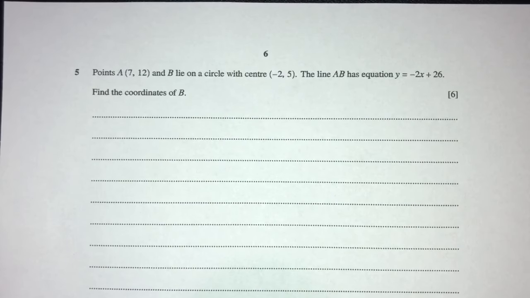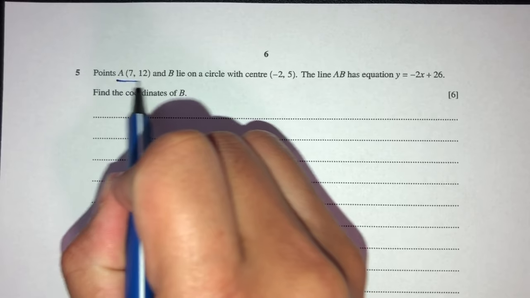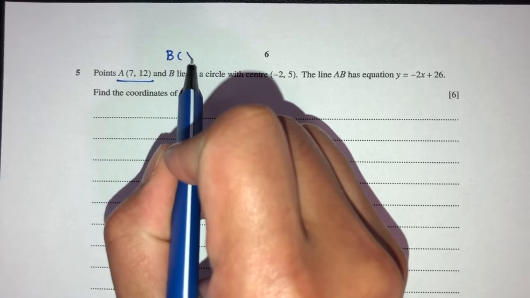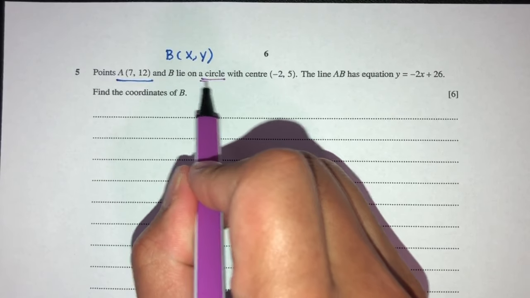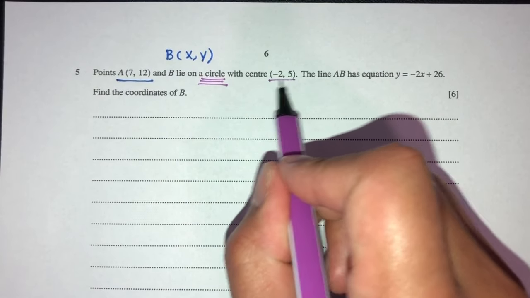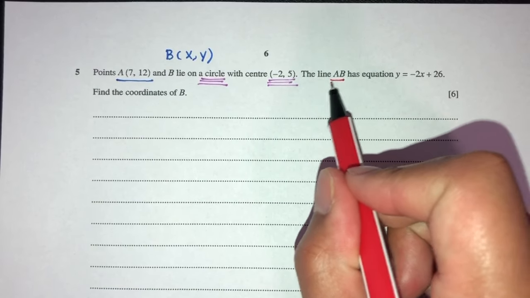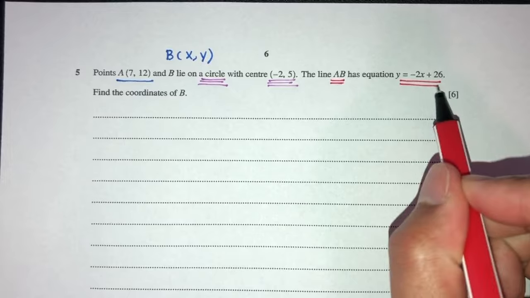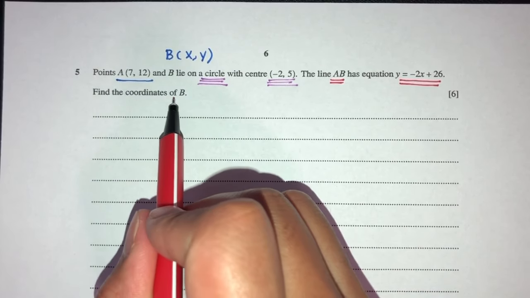Now let's move on to question number 5. So here we have points A and B, these 2 points. A is this, B we don't know, should be X and Y. It lies on a circle with center minus 2, 5. This is the center. Now, the line AB has this equation. Alright, so we have to use this information to find the coordinates of B.